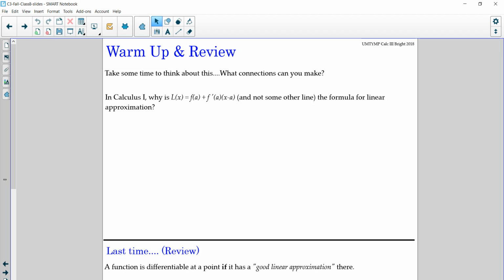Okay. To start off, I would actually like you to do a little bit of thinking on your own. So, in Calculus 1, we discussed the linearization at a point. We saw that there was this L of x function, and it's equal to f of a plus f prime of a times x minus a. I'm kind of curious why that's the formula for linear approximation. So I want you to think deeply about this. Pause the video, spend 3 to 4 minutes, and just think this over.